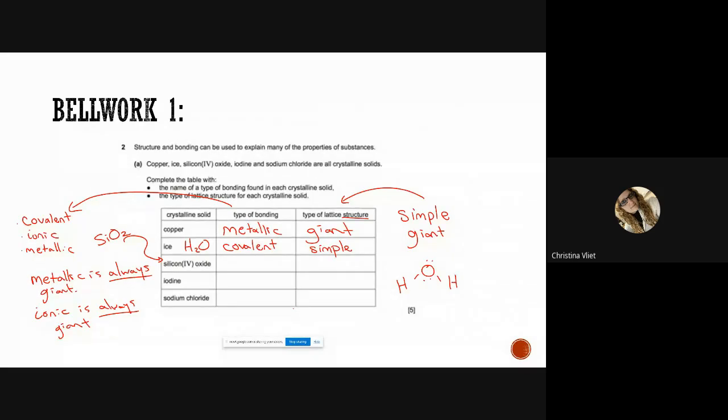Start talking about the lesson and what's coming up. We need to finish the bell work. Let's go ahead and do that. Next line, silicon 4 oxide. I just said it was what?